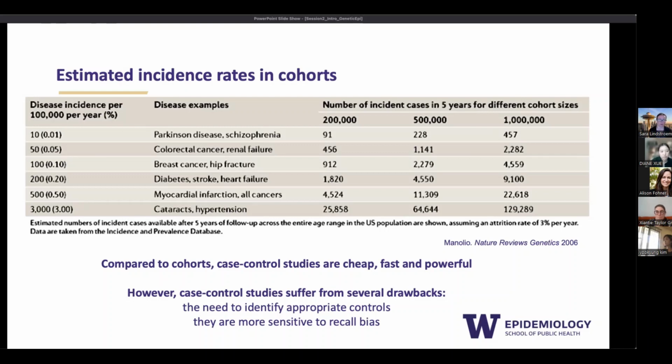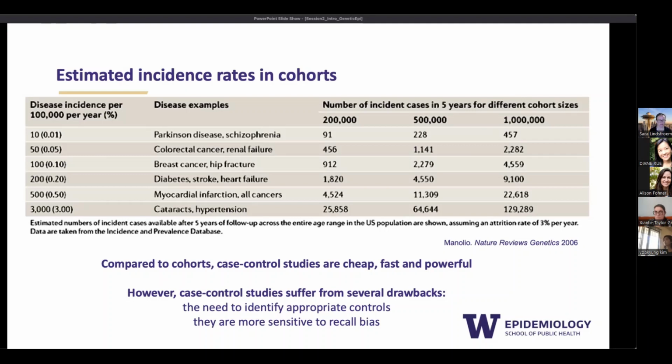Of course, one really important pro or advantage with cohort studies is that you don't just look at breast cancer, right? You can look at a bunch of different diseases and traits that you're interested in, and you're not married to one particular disease type, which you would be in a case control study, because there you initially go in and recruit cases of that particular disease.